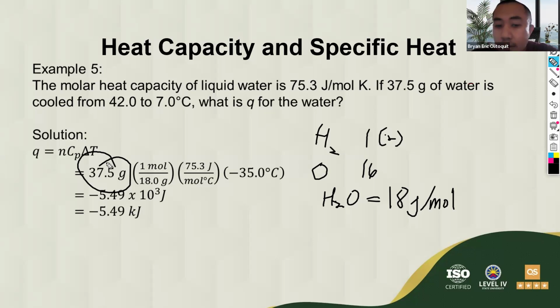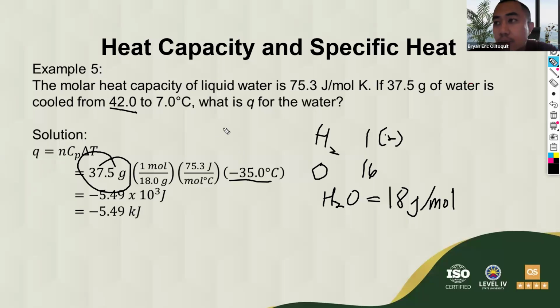And then, you will obtain 5.49 times 10 raised to 3 joules. Now, here, we observe that the difference in temperature is negative, because our initial temperature is 42, which is high, di ba? The 42 is high as compared to the final temperature of 7. So therefore, when the temperature drops, we lose heat. The heat decreased, so the substance released heat. Okay? So that's why we have negative 35 joules.